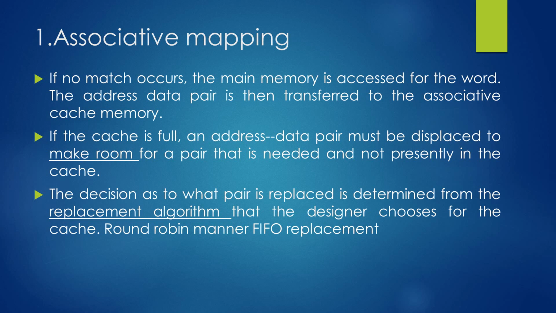Now when the main memory is accessed, the address and data pair has to be transferred to the cache also, in order to use it for future reference. But what if the cache is full? Now if the cache is full, the same pair, the pair of address and data, must be placed somewhere. In order to place this, we have to remove a particular data from the cache which is not needed.